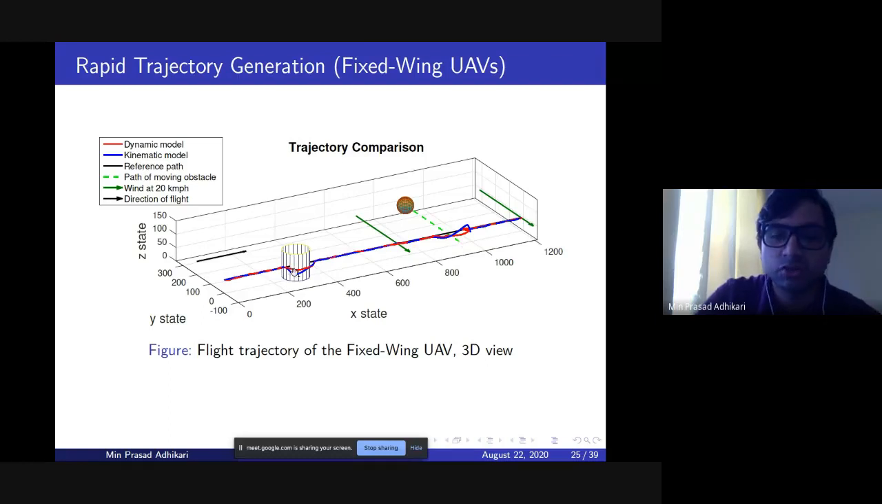So this trajectory shows the model predictive control, the finite horizon model predictive control, and the solution that it can generate, or the optimization problem that it has to solve using the custom solver. And that's the direction of flight. Sorry, this is maybe not clear.